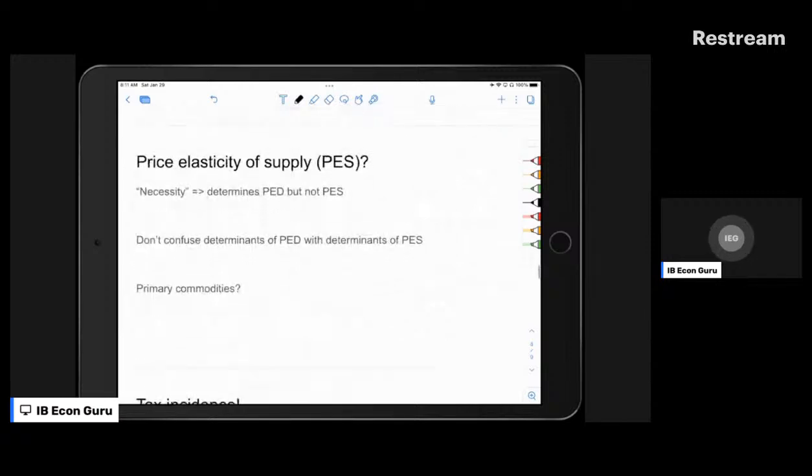All right, price elasticity of supply. It's easier to wrap your head around price elasticity of demand and income elasticity of demand.